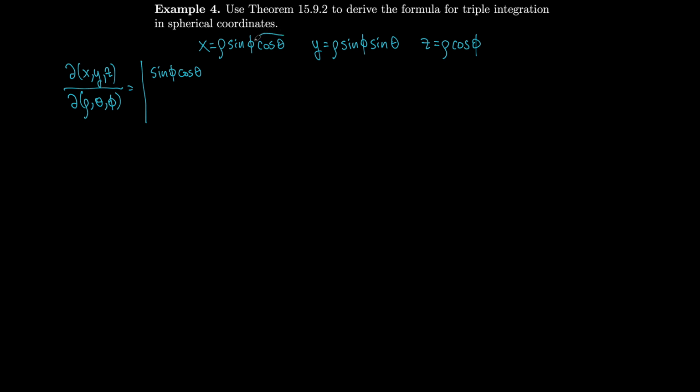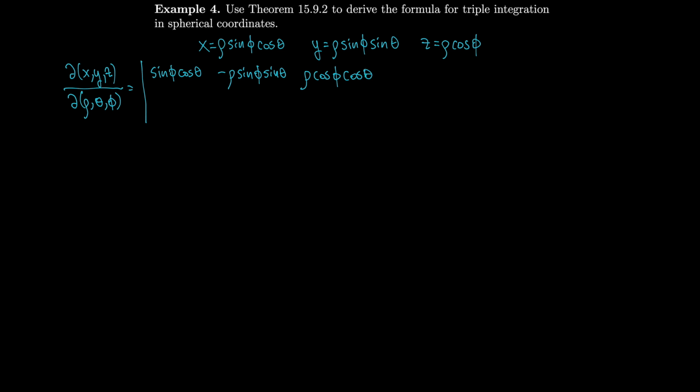So notice that this is the only thing that has our function. This is just constant, so the derivative of cosine is just minus sine, so we end up with minus rho sine phi sine theta. And lastly, we take the partial of x with respect to phi, so that's just cosine, so we have rho cosine phi cosine theta.